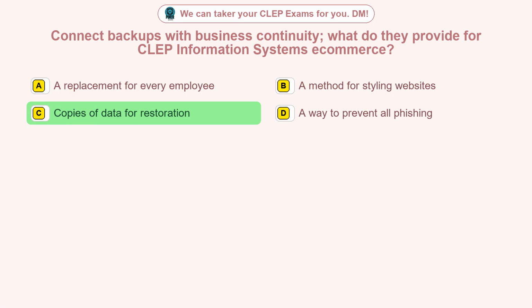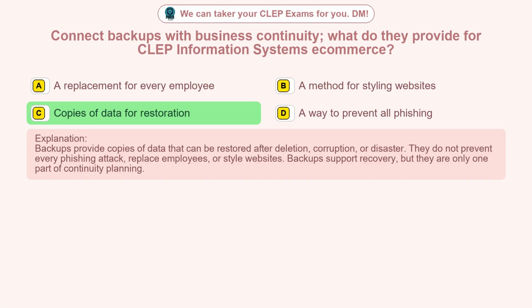Copies of data for restoration. Backups provide copies of data that can be restored after deletion, corruption, or disaster. They do not prevent every phishing attack, replace employees, or style websites. Backups support recovery, but they are only one part of continuity planning.